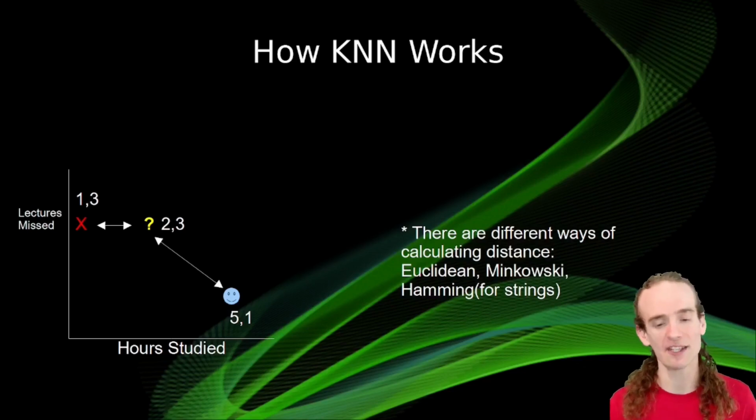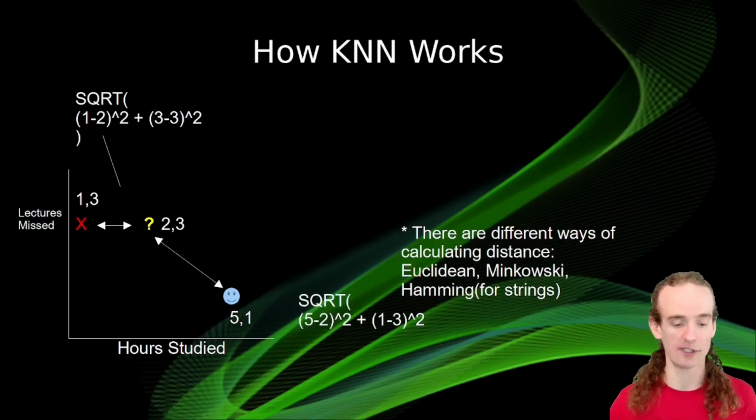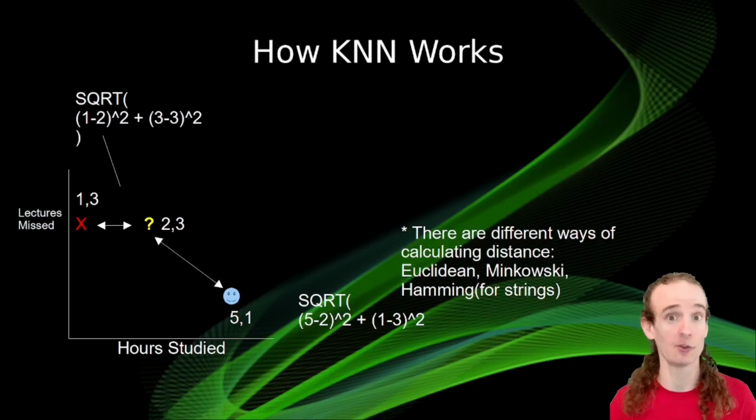So what's the difference, or the distance, we can say it either way, between missing 3 lectures and 3 lectures? Well, obviously 0. What's the difference between studying 2 hours per week and 1 hour per week? Well, it is 1. So the total distance between the student that failed and the unknown student is 1 unit. Now let's compare to the student that passed. Well, for that, we need to take 5 hours of study minus 2, so that's a difference of 3, and then 1 class missed versus 3, that's a difference of 2.